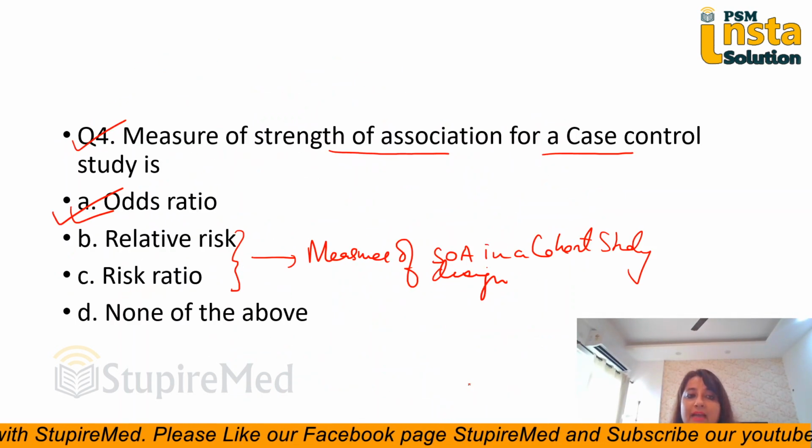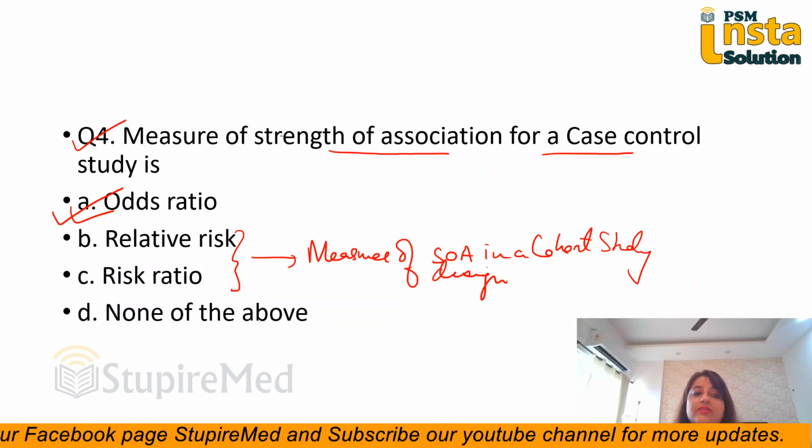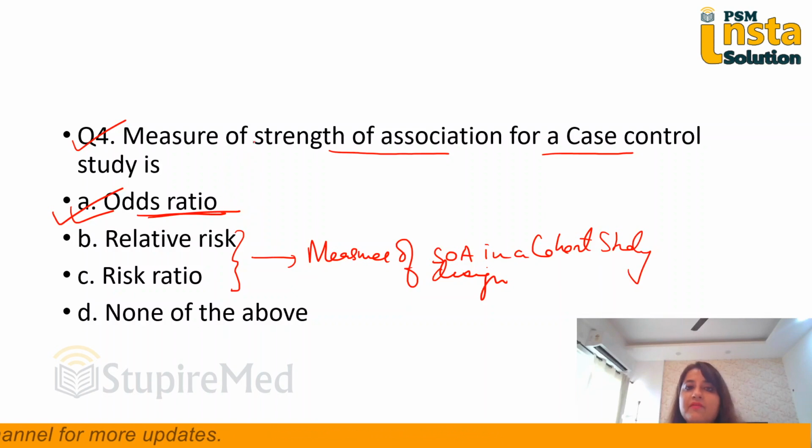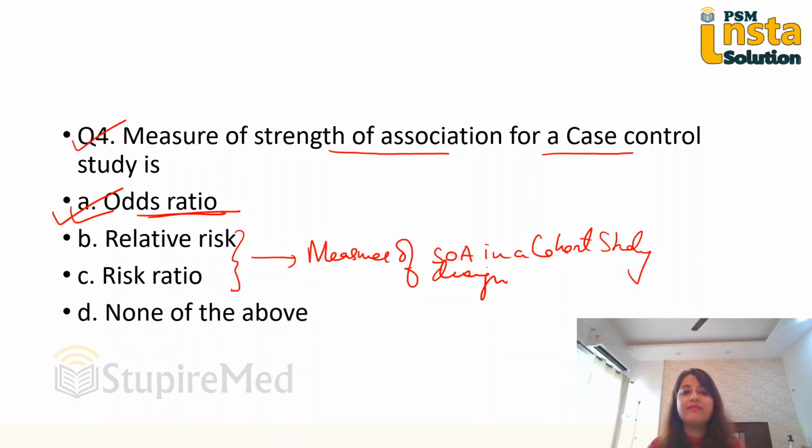Okay, so if you come back to this, the measure of strength of association for a case control study is odds ratio. So this was Insta question number 4 from epidemiology. I hope you have understood this.